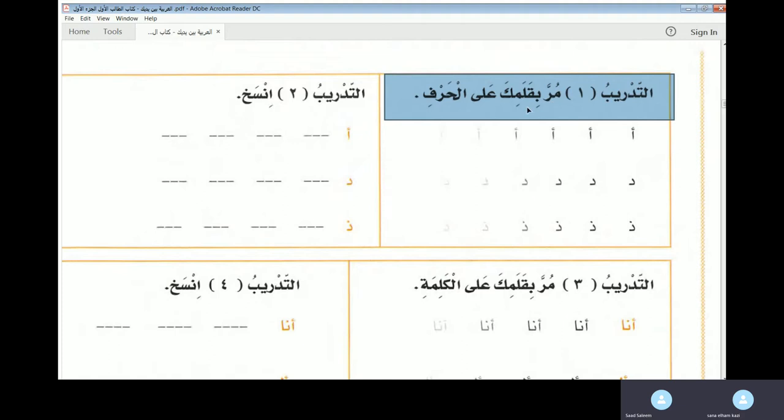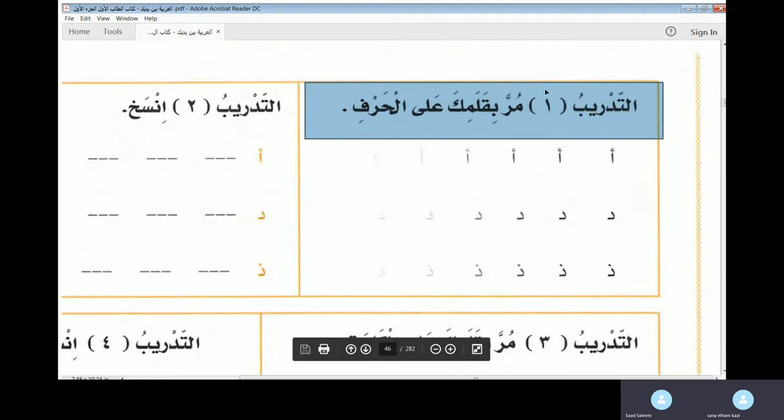Tadrib Awwal. Murra bi khalamika alal harfi. Murra means move. Okay. Move your pen on the alphabet. It's the Hamza. Yes, he does Alif, Hamza, Dal, Zal.